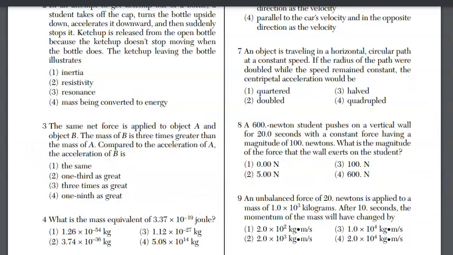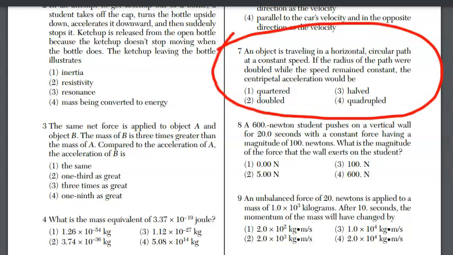Another thing that you're going to be doing with all of those mathematical equations is at times looking at mathematical relationships without numbers being given. That means we're going to check out question 7. All right, for this question, we have an object traveling in a horizontal circular path at a constant speed. If the radius were doubled while the speed remained constant, what happens to the centripetal acceleration?